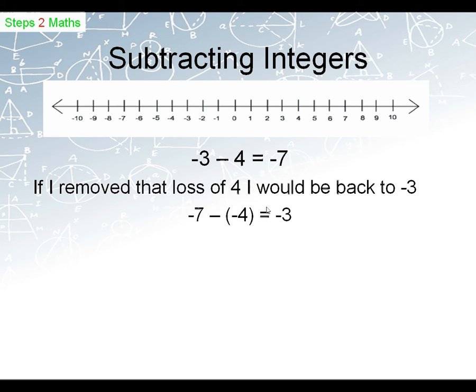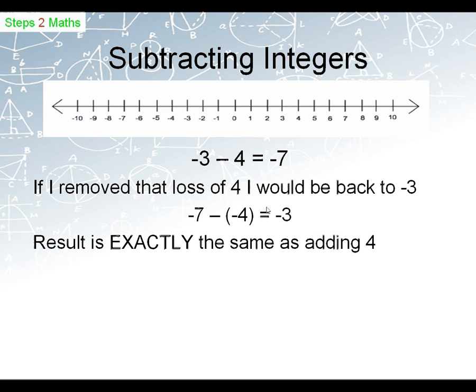So I was at -3, I lost 4 and went down to -7. From -7 I subtracted the loss of 4, which brought me back to -3. And I'd say -7 take away -4 is equal to -3. The result is exactly the same as if I had added 4. -7 subtracting -4 to get me -3 is exactly the same as -7 adding 4, which gives me -3, which you know already from your practice.